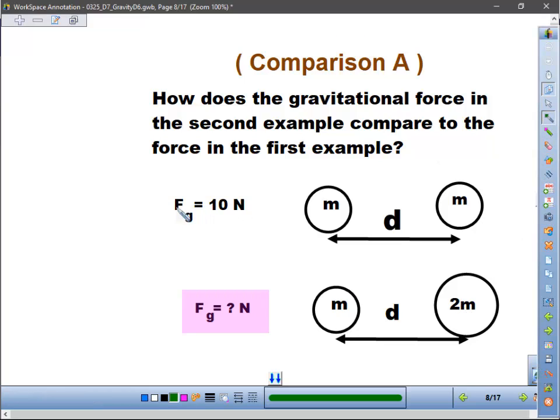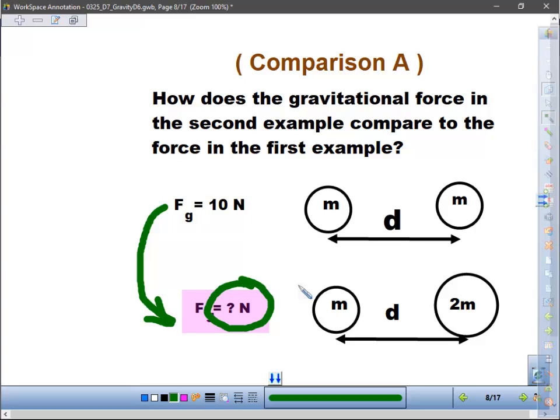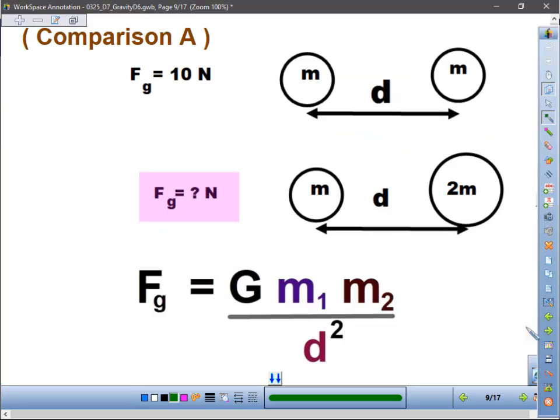So what we're going to be asking whenever we do these is comparing. And it's easiest to always go from the first to the second to keep your logic intact. First example we have here, our second example we have here, and the question is, what's going to happen to the force? Is the force going to be greater than 10 newtons for this second example? Is it going to be less than 10 newtons? Or is it going to be the same 10 newtons for the second example?